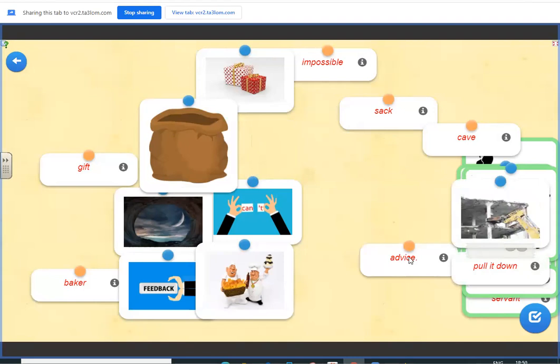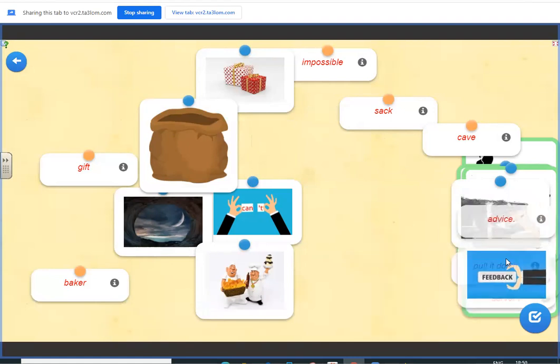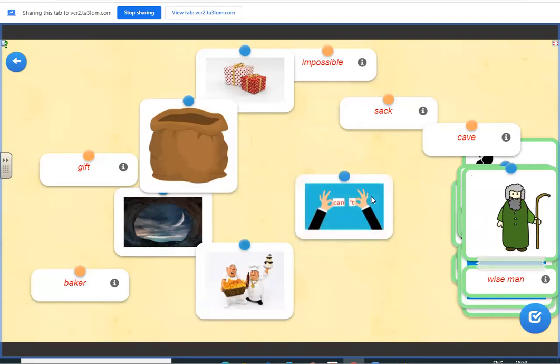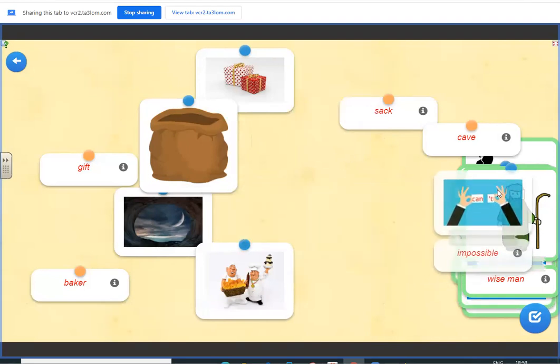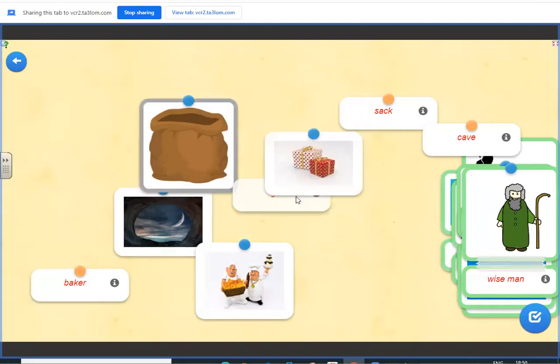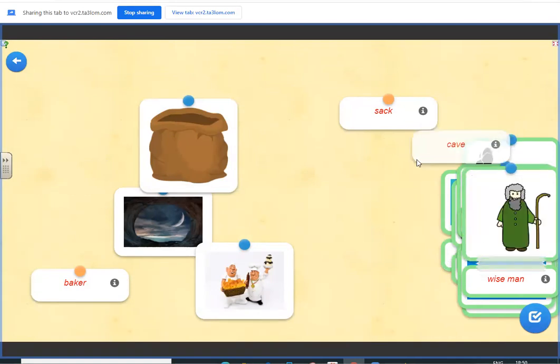And here is advice, when someone gives us feedback, or when we give feedback about something, or when we help someone. Can't means impossible to be done. And here is a gift. The gift, of course, is what the baker gave, when he gave the house to the old woman and her son by the end of the story, as a gift.